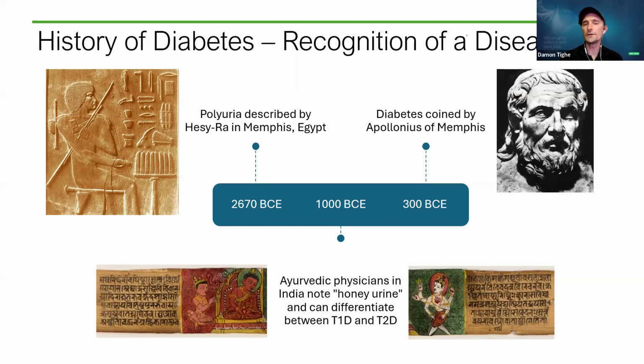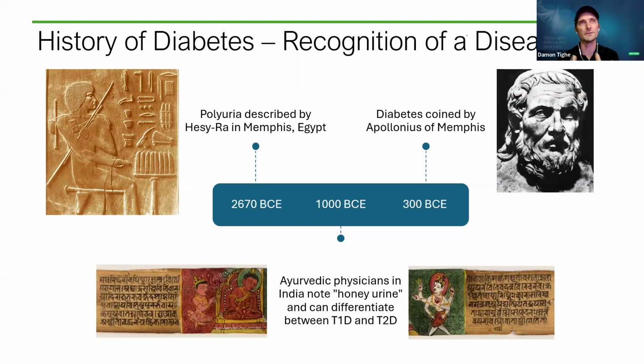Diabetes as a term doesn't get coined until the Greek Apollonius of Memphis gives it that name, and diabetes more or less means, in the Greek, to flow through or to siphon. And coincidentally, Apollonius is living in Memphis, which is the same place that Hesy-Ra was in Egypt.